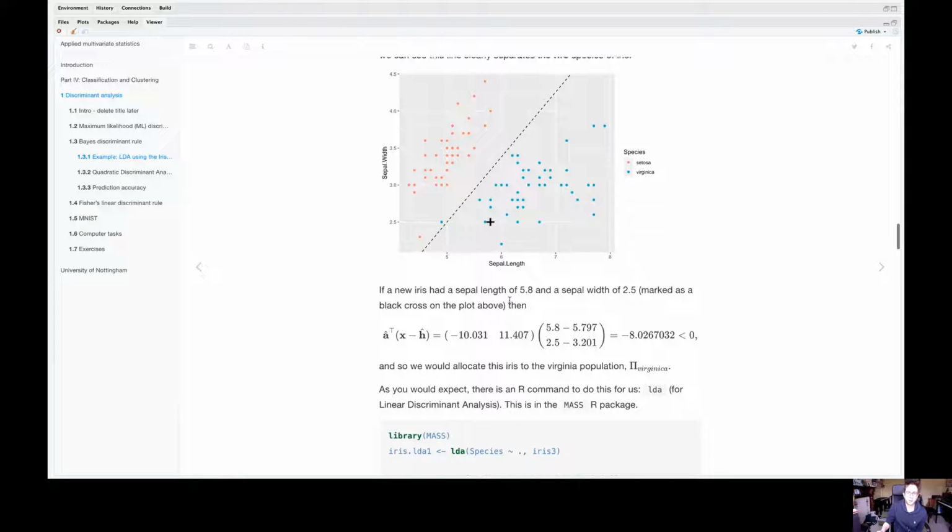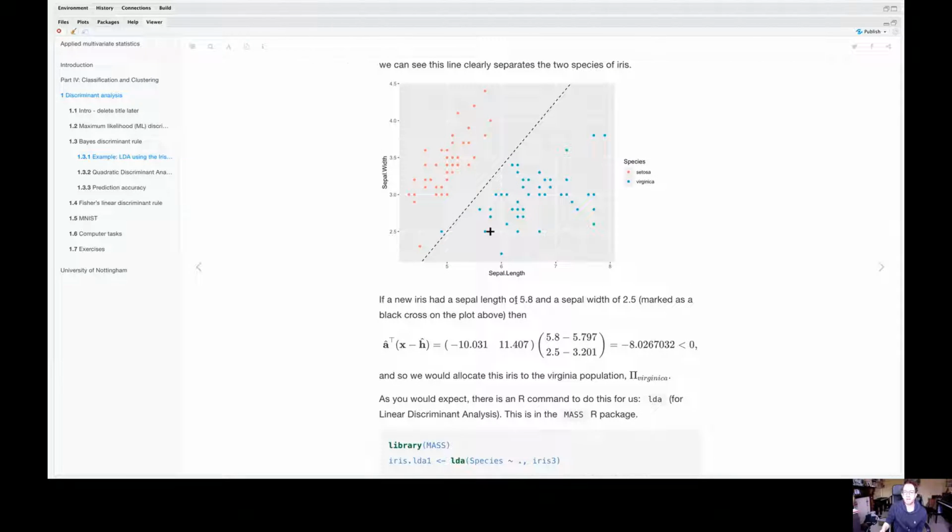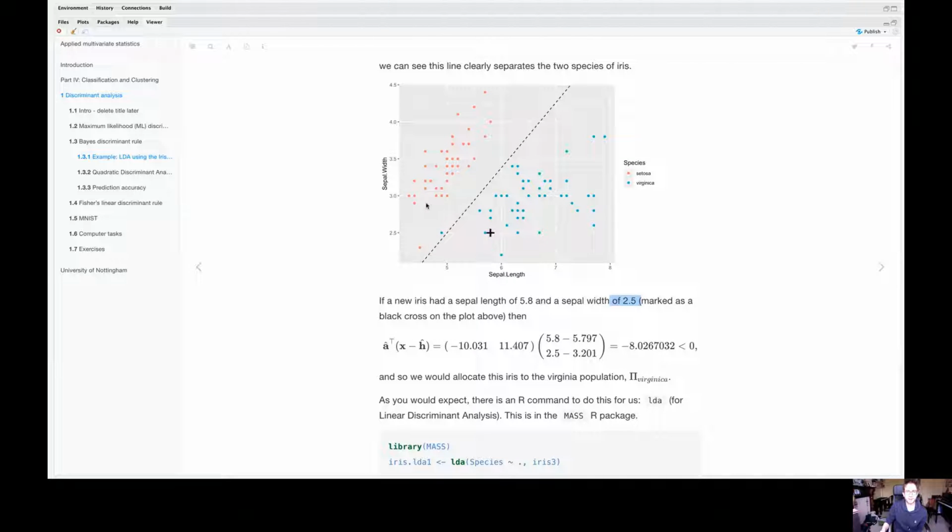Now, let's suppose someone comes along with a new iris that has a sepal length of 5.8 and a sepal width of 2.5. What we'll do is see where this is on our diagram. So 5.8, 2.5, that's like this black cross here. Then we just see which side of the decision boundary it's on. It's on this side, and that's the Virginica side. So in this case, we would classify this new iris as Virginica.